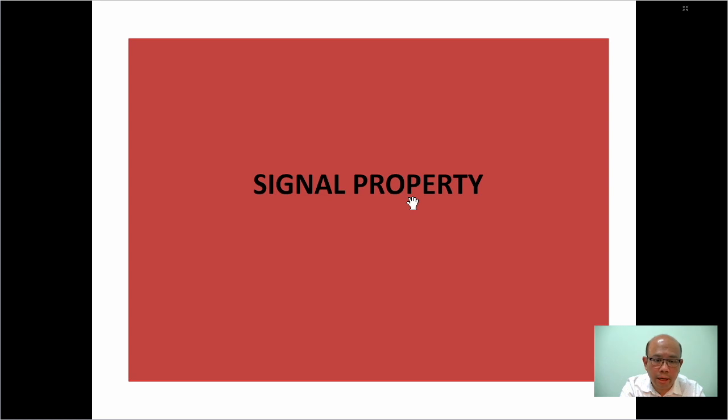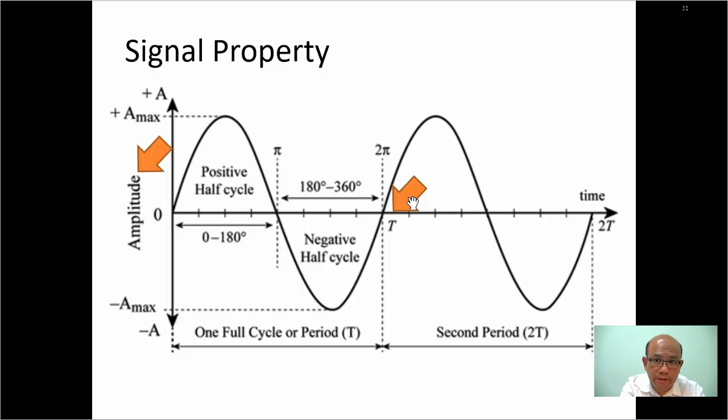Now we move to the next topic. We talk about signal properties. In this picture, it looks like a sine wave signal. The signal has properties. First, this is the amplitude. The amplitude represents the voltage, so it changes from 0 to positive volts and 0 to negative volts. And at the bottom here, we have what we call the cycle or period.